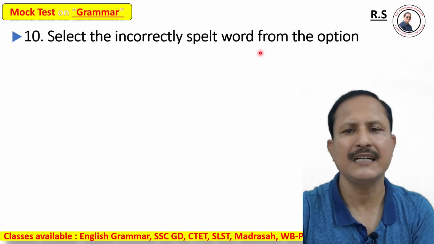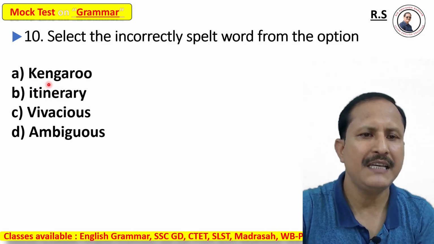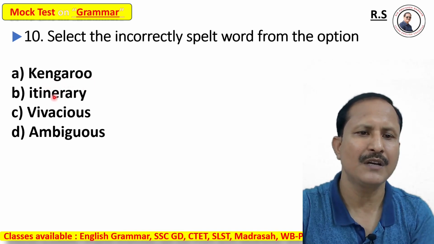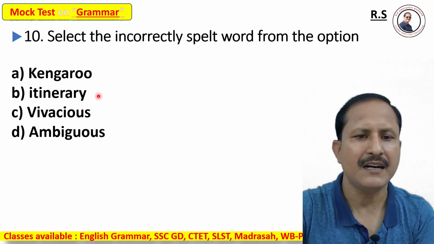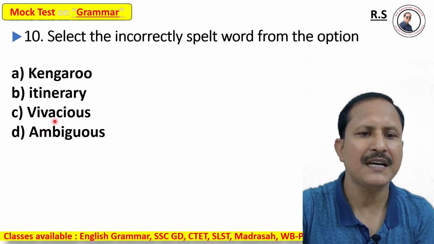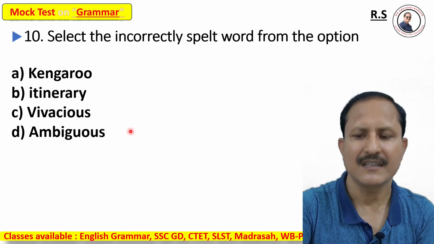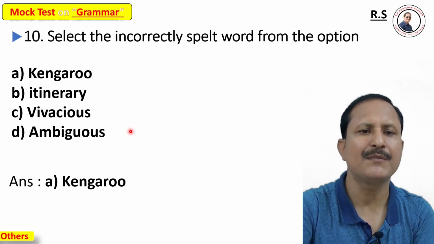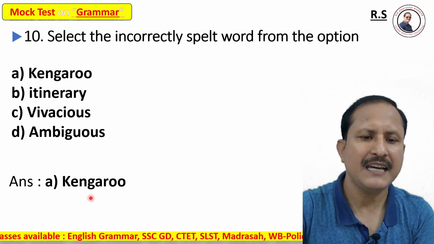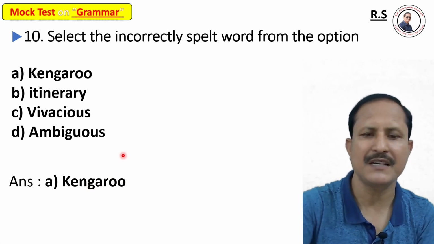Now, question number 10. Select the incorrectly spelled word. Option A, KENGARWO. Option B, ITINERARY. Option C, BIVACIOUS. Option D, AMBIGUOUS. The correct answer, that is the wrong spelling, is KENGARWO. Kangaroo: the E should be replaced by A.